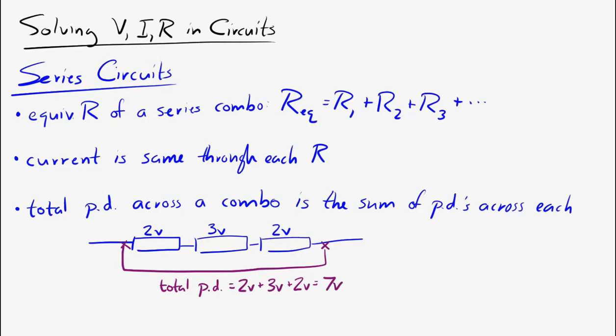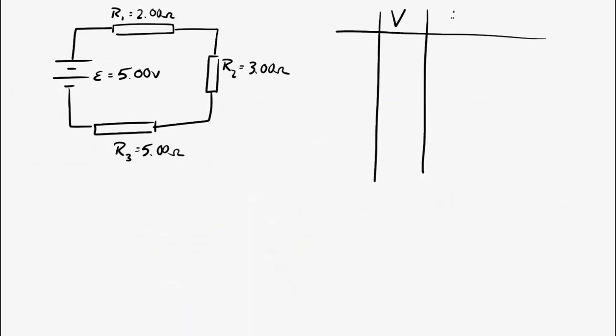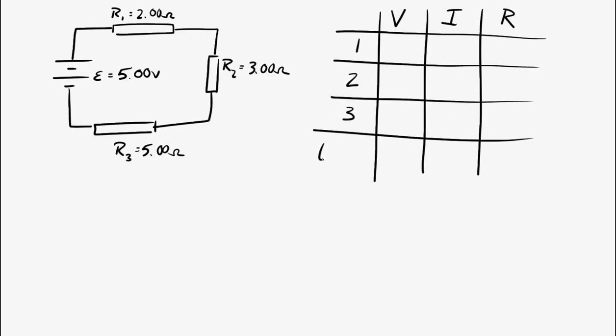So with that in mind, let's draw a series circuit. Let's make it a battery giving 5 volts of EMF, and then a 2 ohm resistor, a 3 ohm resistor, and a 5 ohm resistor. The way to attack this, what I suggest, is create a little chart. Make a chart where you have one column for the potential difference across every element, one column for the current, and one column for the resistance. And then each row is going to be for a different resistor.